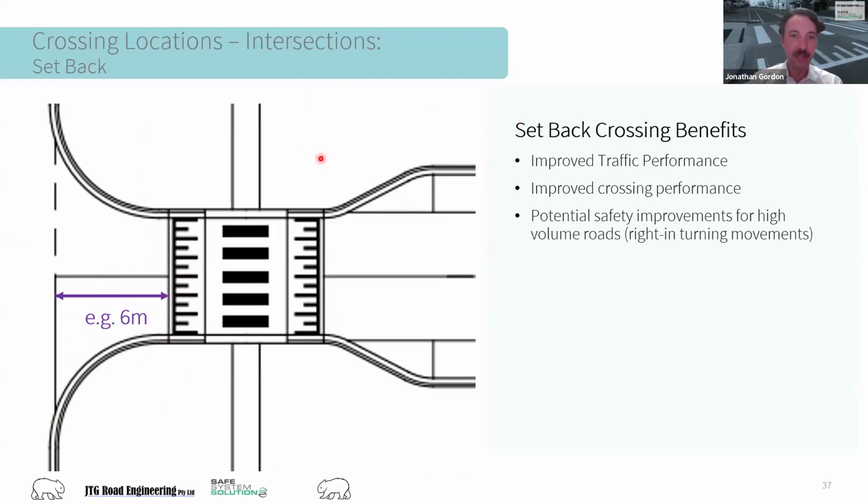So some of the benefits for our setback crossings are improved traffic performance, improved crossing performance, and some potential safety improvements for those high volume roads, allowing vehicles to change their attention from vehicle awareness to crossing awareness before they arrive at the location.